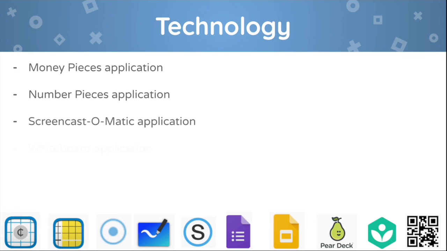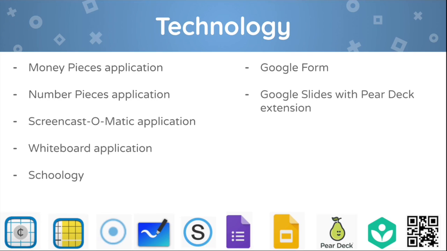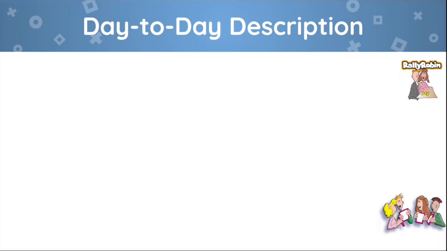The technologies that we chose to use are the Money Pieces application and the Number Pieces application. Some additional technology that we chose to use are the Screencast-O-Matic application, whiteboard application, Schoology, which is the school's LMS, Google Forms, Google Slides with the Pear Deck extension, videos on Khan Academy, and QR codes. Within the day-to-day, you will see how the events are brought into the lessons.